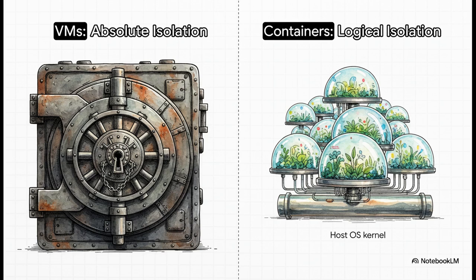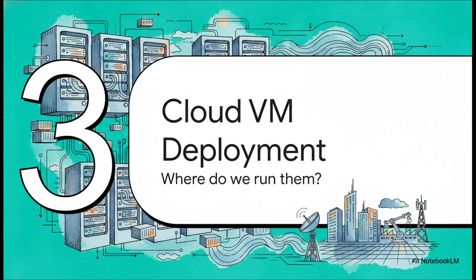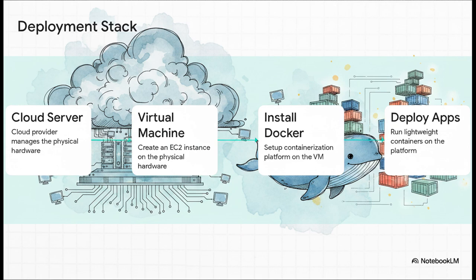We essentially trade a tiny bit of that ironclad VM security for brilliant, unmatched resource efficiency. All right, Section 3, Cloud VM Deployment Models. Where are we actually running all these containers? You might naturally think we just install our containers straight onto bare metal physical servers, but we actually use a sort of hybrid deployment stack.